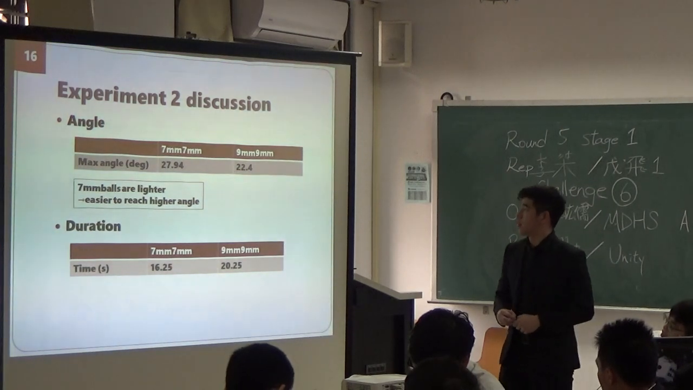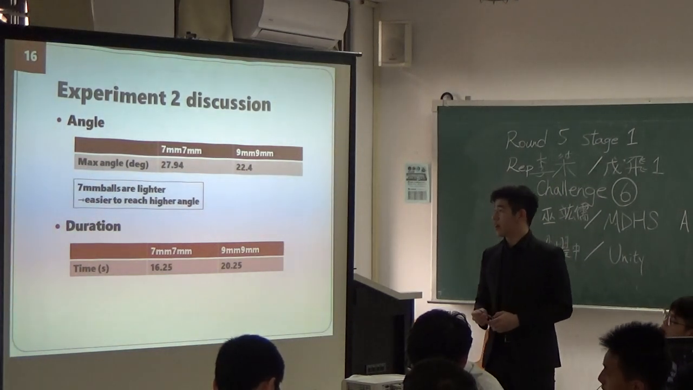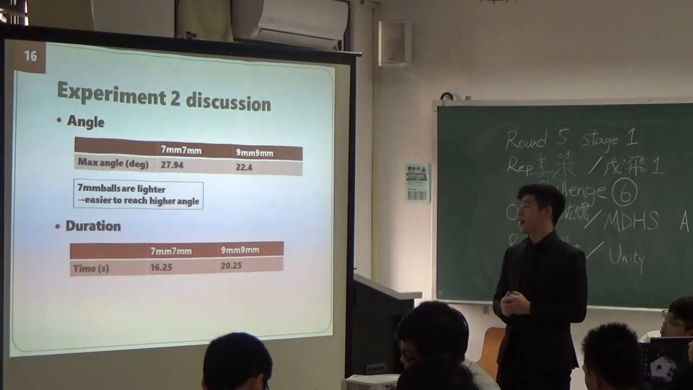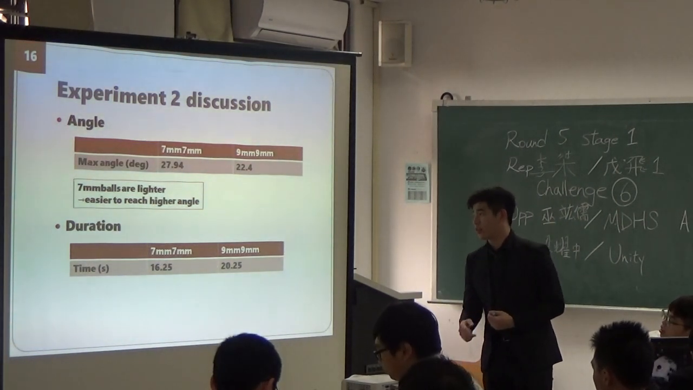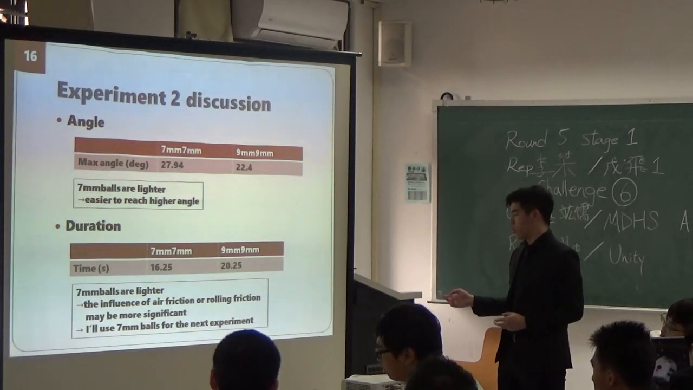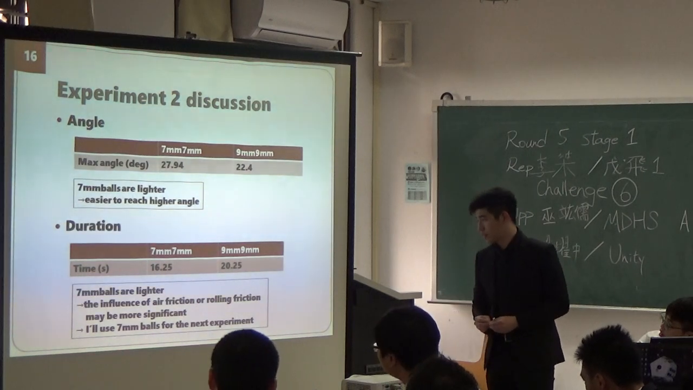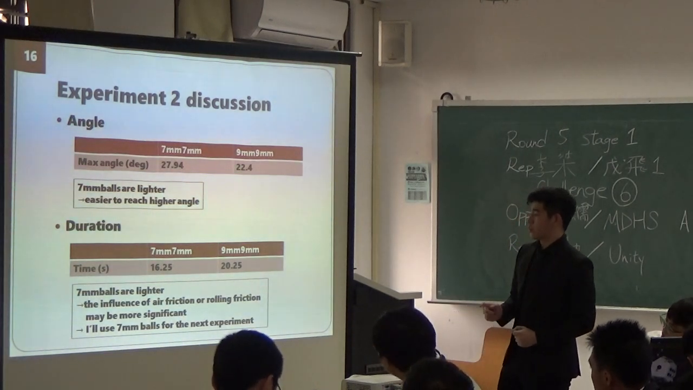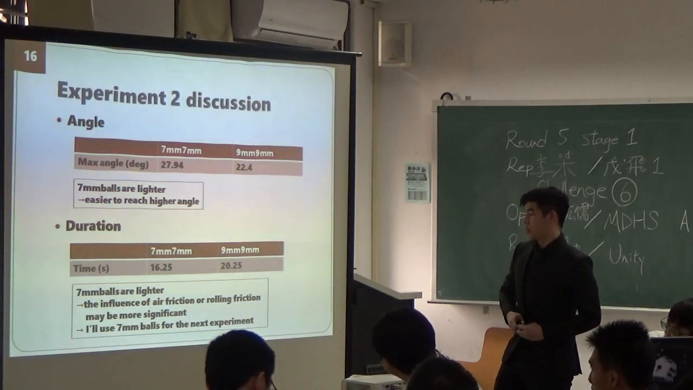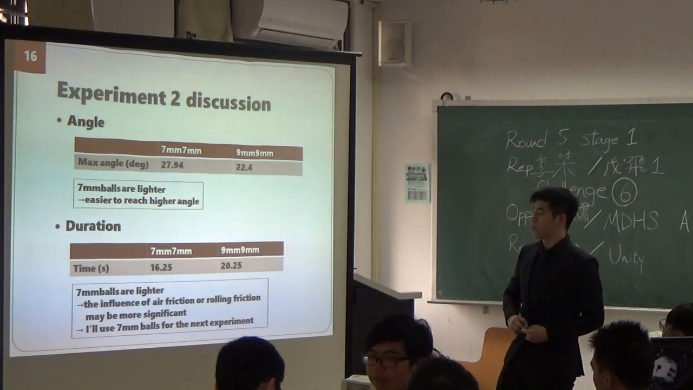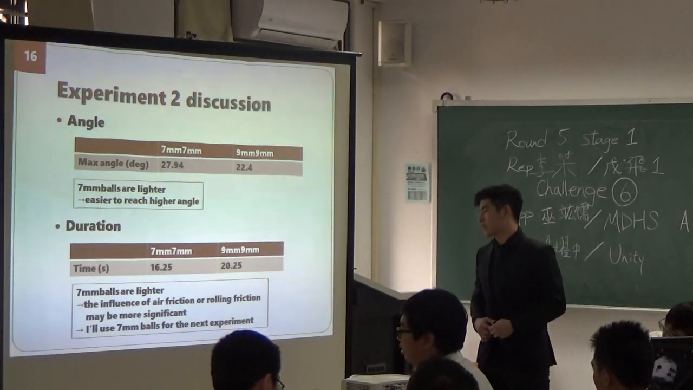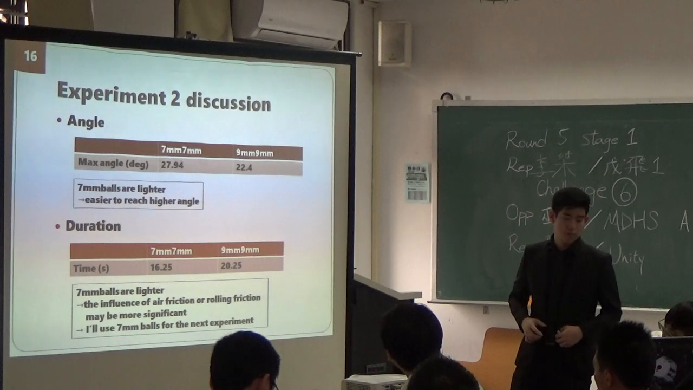We believe that the rationale behind this is that since ball A is lighter, it is easier to reach a higher angle. And the duration is like this, so we speculate that the reason is that the influence of air friction or rolling friction may be more significant to ball A since it is lighter. So I'm going to use 7 millimeter balls for the next experiment.